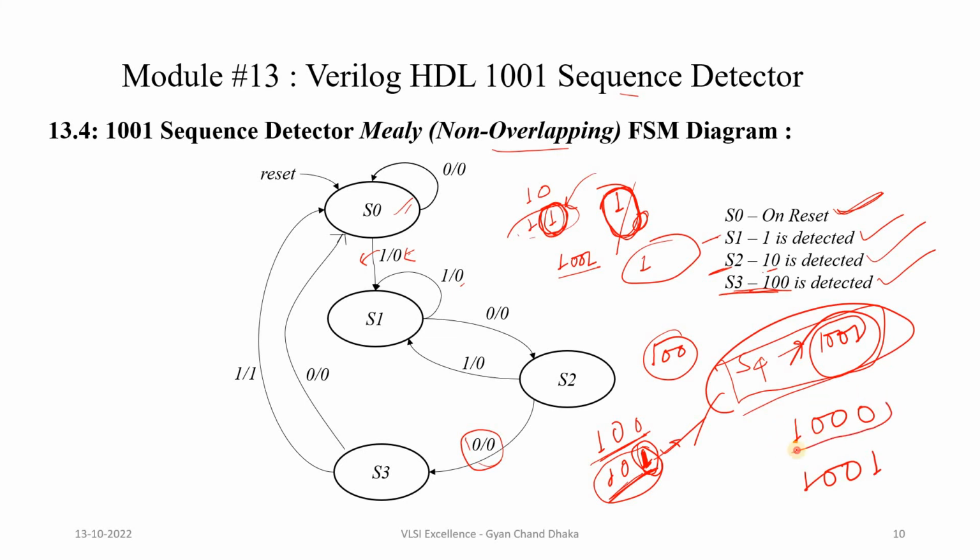If the next bit is 0, that means it will become 1 0 0 0. That means this is not our sequence and none of these bits are going to be part of our sequence. So the next bit is 0 and we have to go into default S0 state. But what happens if the next bit is 1? That means we have detected our sequence. The bit is 1 and it has completed our sequence, so here the output is also going to be 1.